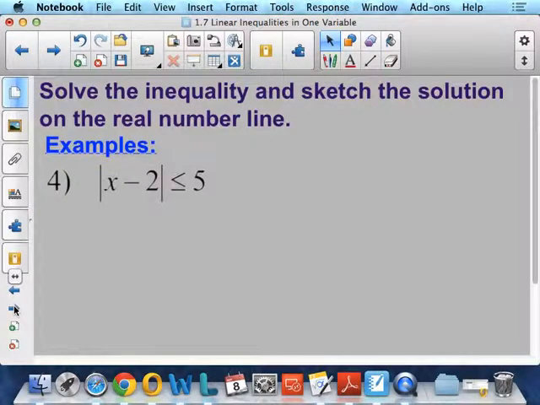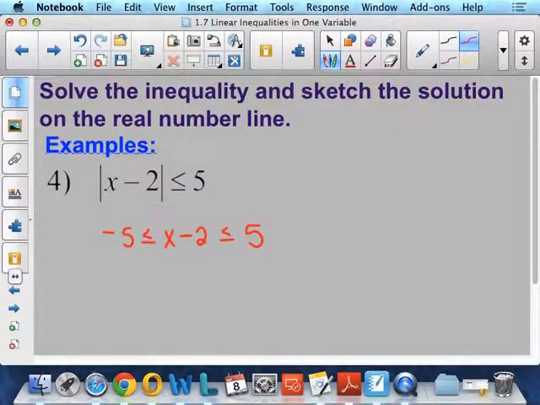Okay, first example, absolute value of x minus 2 is less than or equal to 5. Since the absolute value is less than a number, this is going to be a double inequality. So since it's less than or equal to 5, we're going to take negative 5 is less than or equal to the part in the absolute value is less than or equal to positive 5. So all I'm doing is taking the number on the right-hand side, putting the negative on the left, the positive on the right, and in the middle I'm putting the part that was in the absolute value.